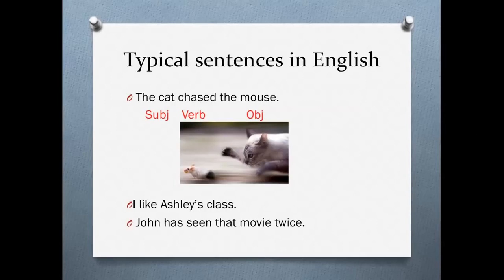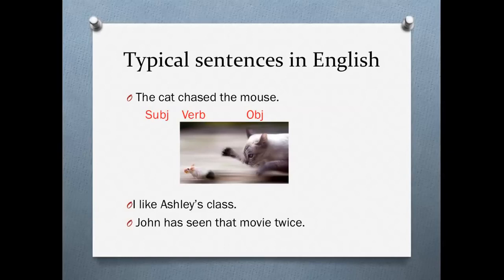First, let's talk about typical sentences in English. A normal sentence in English looks like this. The cat chased the mouse. We have a subject, a verb, and an object. The cat is the subject. It does the action, the verb. The mouse, which is the object, does nothing.